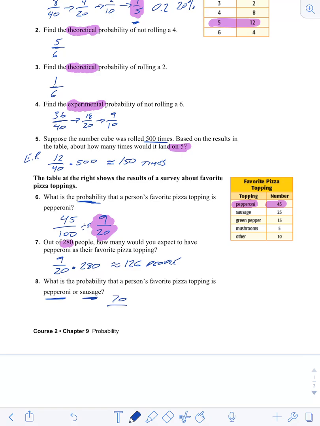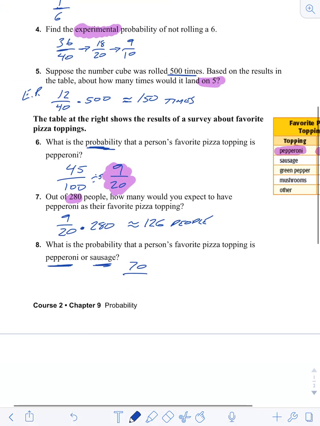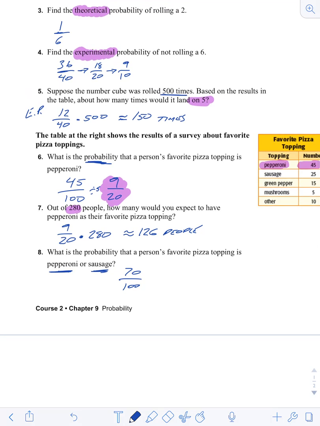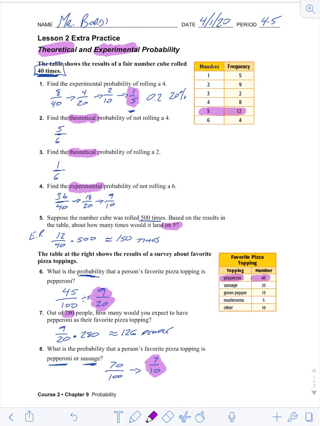Now, what's my denominator? How many people did we survey? Well, if I go back to number 6, 100 people. Now I just simplify that down. They both can be divisible by 10. You're going to get a final answer of 7/10. Okay, 7/10.